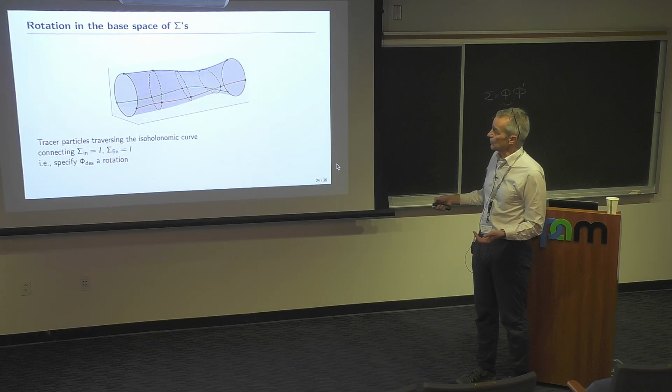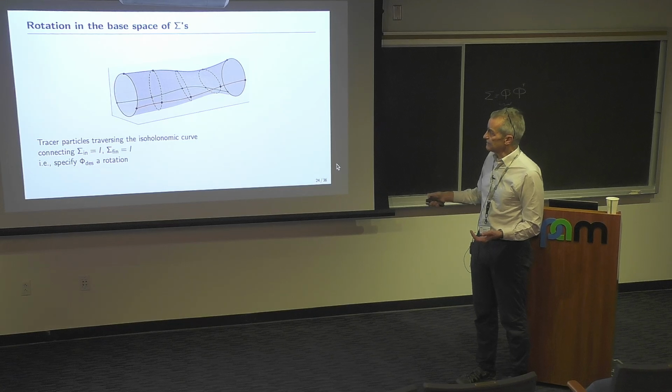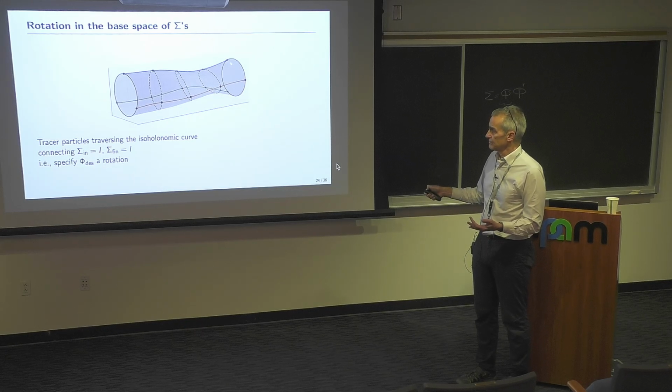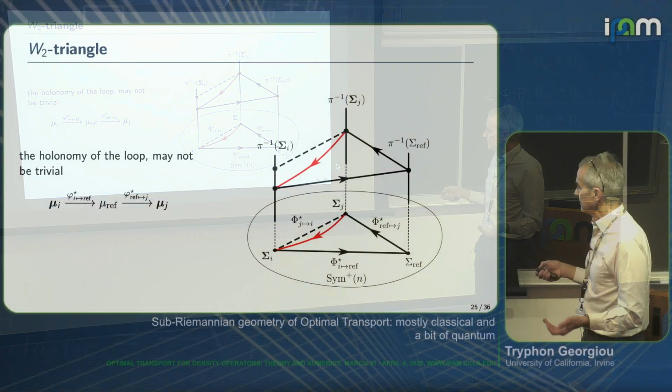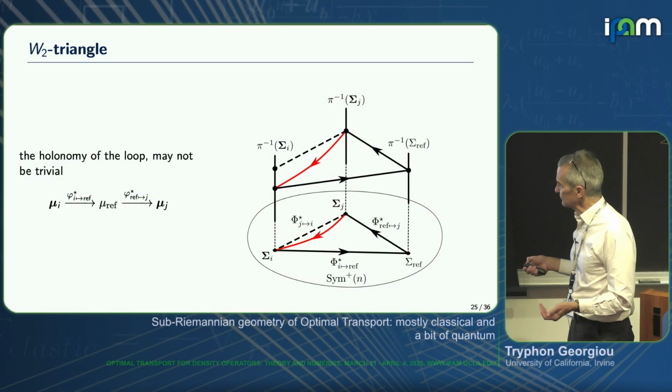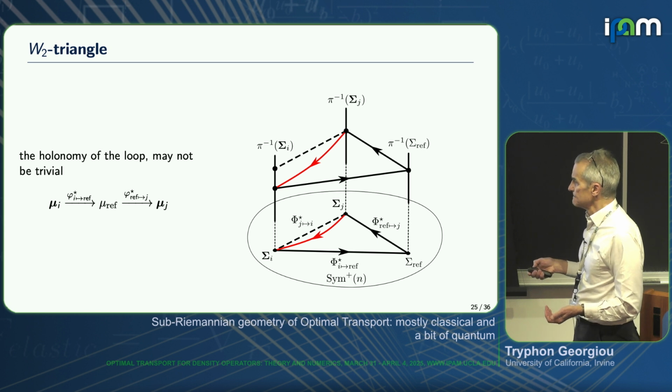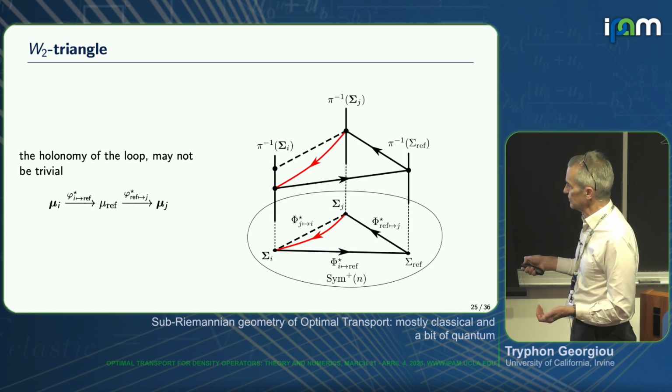So here is, for example, the rotation of the base space. The starting sigma and the ending sigma are both identities, but we specify a certain transposition of particles, and this is the optimal curve. Again, returning a little bit to the Wasserstein triangle, the holonomy of the group may not be trivial, it's exactly that, but if you choose a different curve, you can restore that, which means that by going this way, that way, and that way, you get back to the beginning.